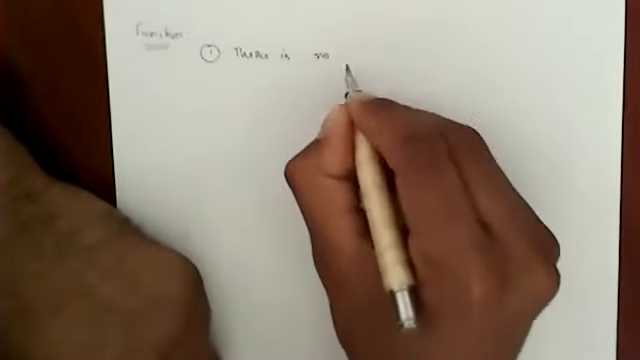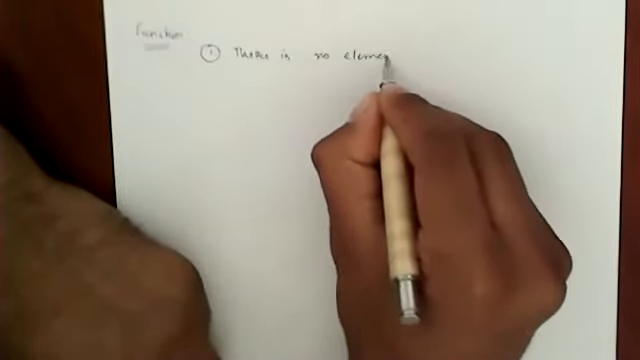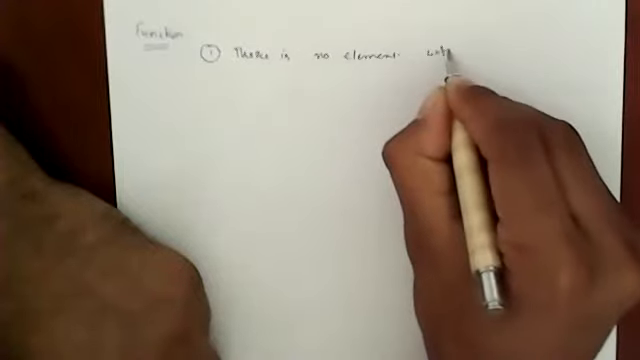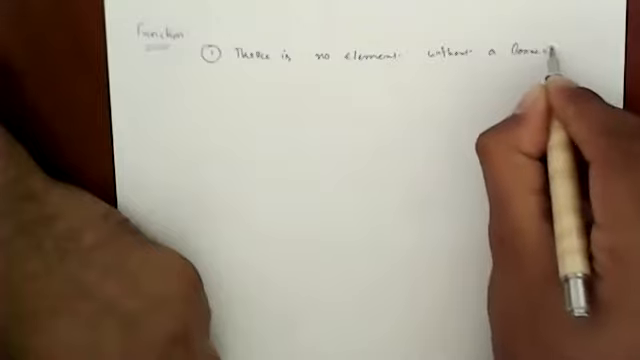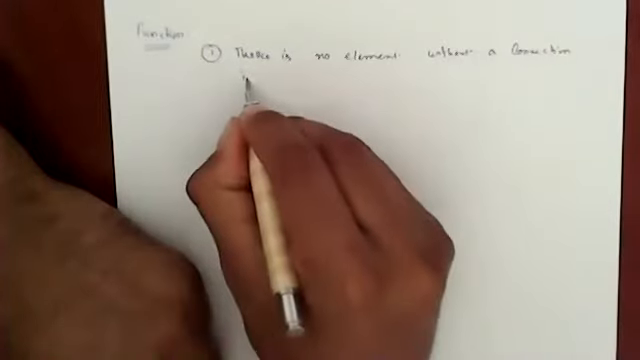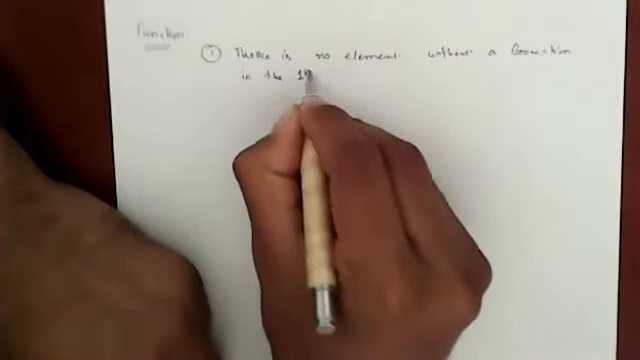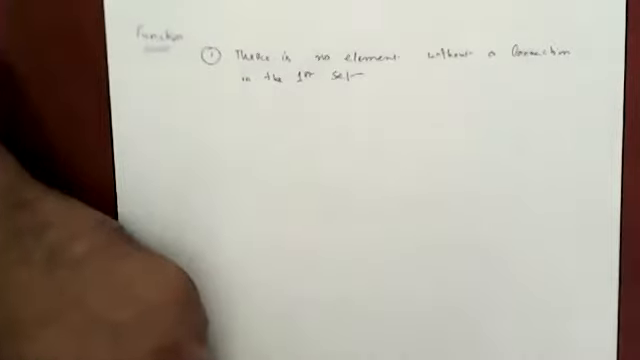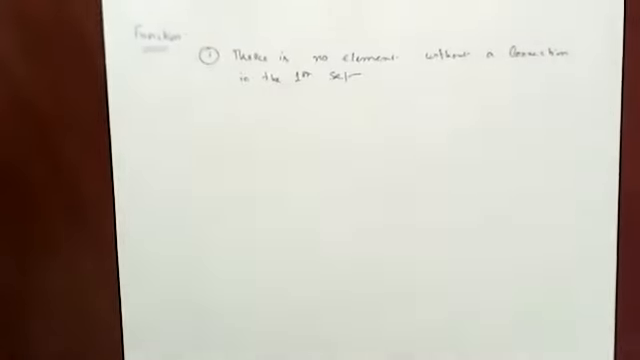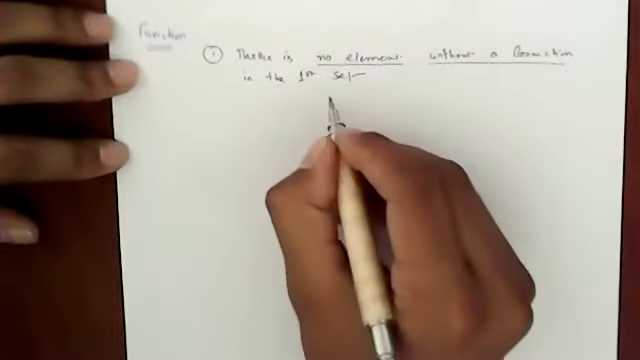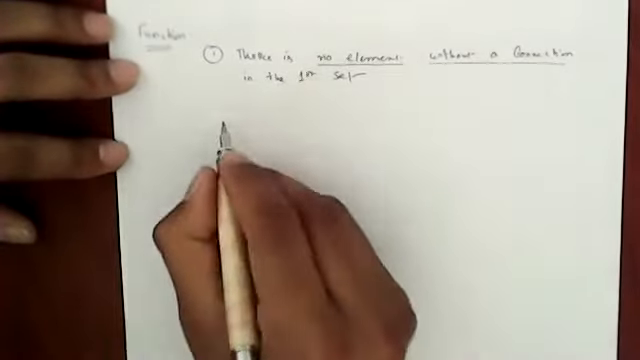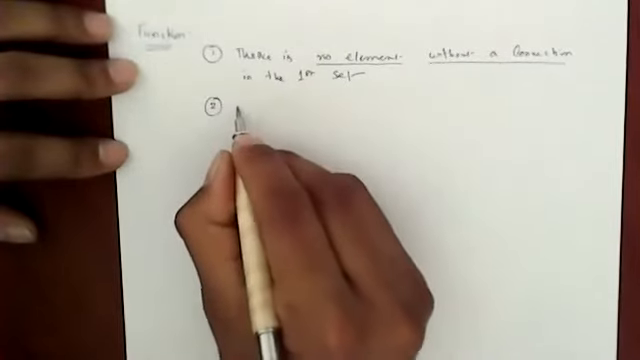There is no element without a connection in the first set. Okay, so what I've written here: there is no element without a connection in the first set. Okay, and the second condition is what?